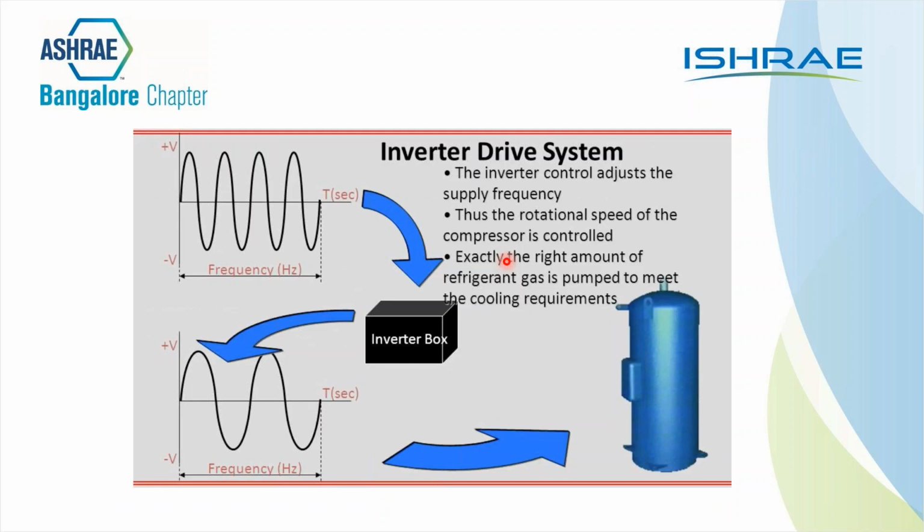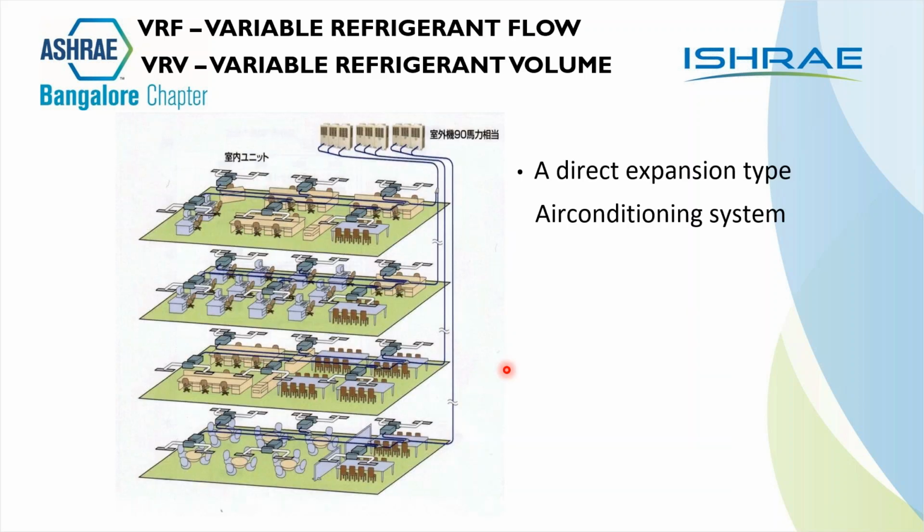Then, what is an inverter type system? The inverter controls and adjusts the supply frequency. Thus, the rotational speed of the compressor is controlled, very similar to what we have in the VFD, variable frequency drive, which we use for our AHUs or fans to vary the speed. It is similar to that. The same drive system is also used here, and the compressor will have an inbuilt inverter box which will vary the speed of the compressor.